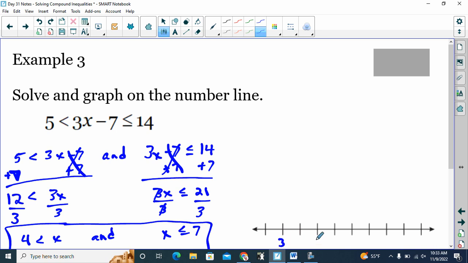To graph, I need x to be bigger than the 4. X is bigger than the 4 would look like this. I need x to be smaller than the 7 would look like this. Notice my overlap is in between those two things, in the middle here.